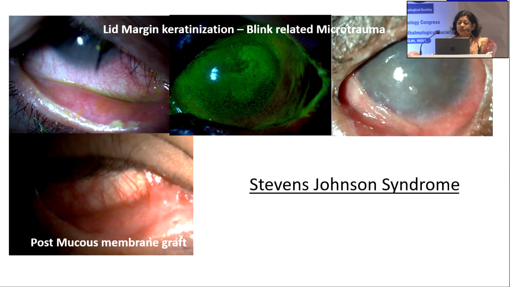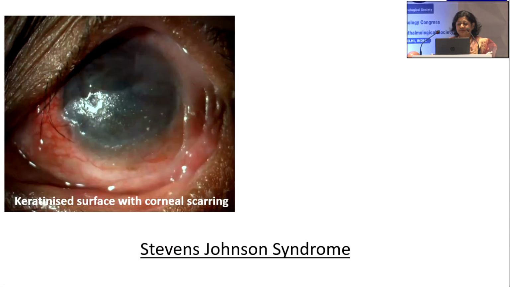Now, what we need to do is, the minute you see patients with superficial punctate keratitis corresponding to the areas of lid margin keratinization or a corneal vascularization, it's better to go ahead with excision of the keratinized lid margin along with a mucous membrane graft.